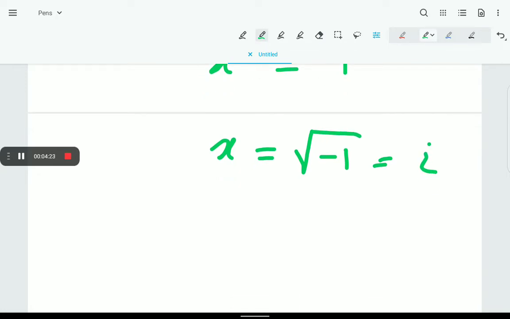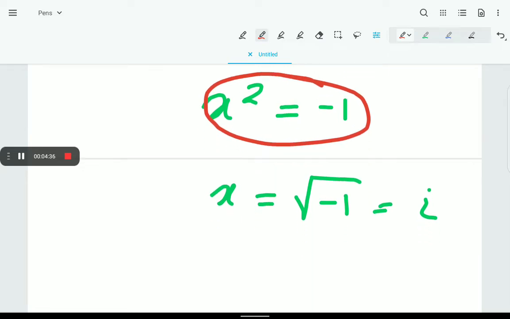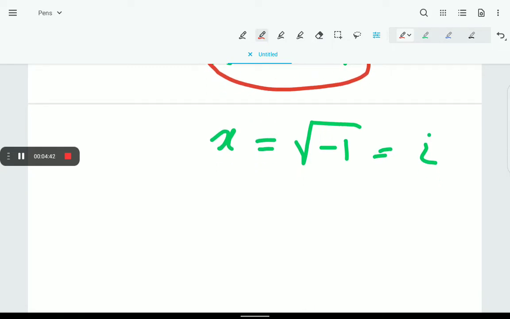Now note that i cannot have decimal expansion, because if it had a decimal expansion, then x squared would turn out to be equal to minus 1, and that does not happen for any number that has decimal expansion. x squared cannot be equal to minus 1. So x is i, and that's called an imaginary number, because i doesn't have any kind of decimal expansion.